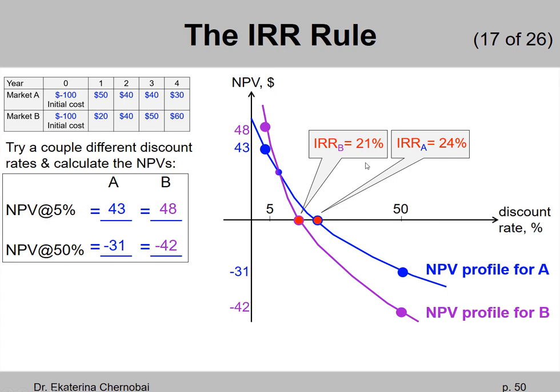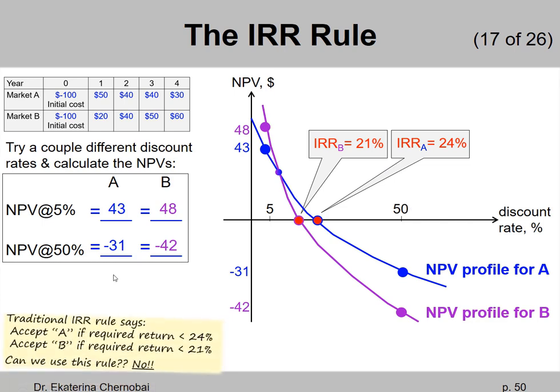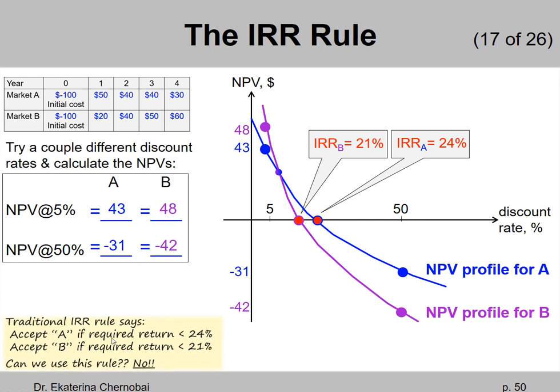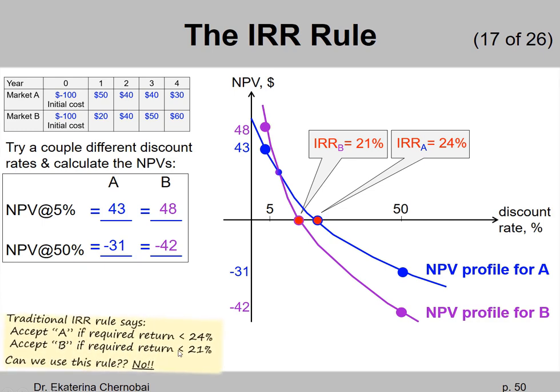Now let's see how we would be making our investment decision. Here things are pretty complicated. What does the traditional IRR rule say? The traditional IRR rule would tell us that project A should be accepted if the required return, a number that's given to us, is less than the IRR for project A, which is 24%, right? So in this range between 0% and 24%, project A should be accepted. And that makes sense because the NPV line for project A lies above the horizontal axis, which means the net present value is positive. But the traditional IRR rule would also tell us that project B should be accepted if the required return is less than 21%, which is the IRR for project B.